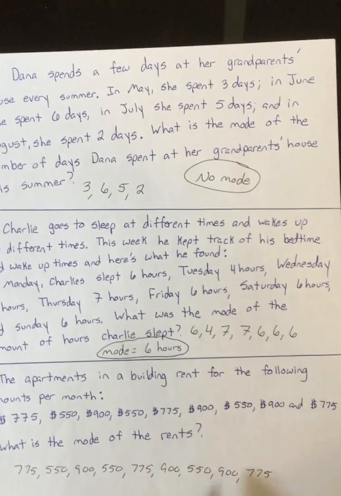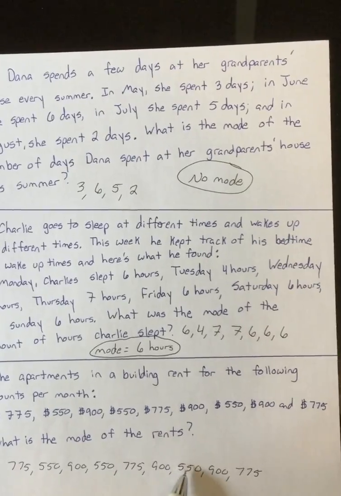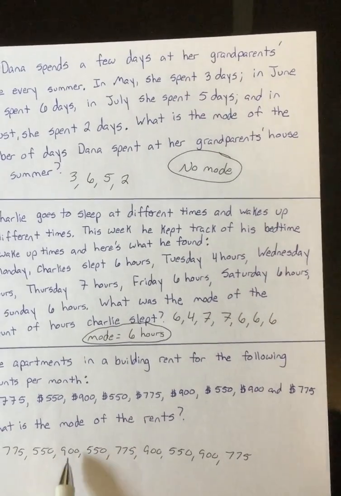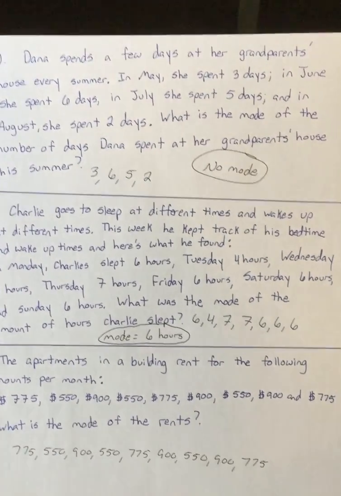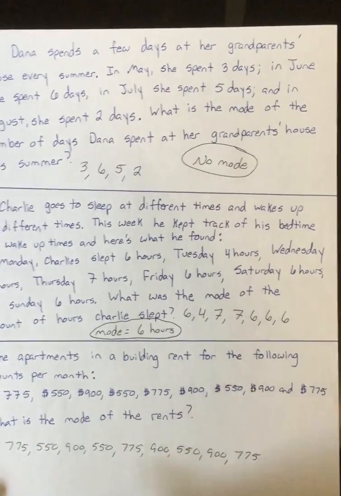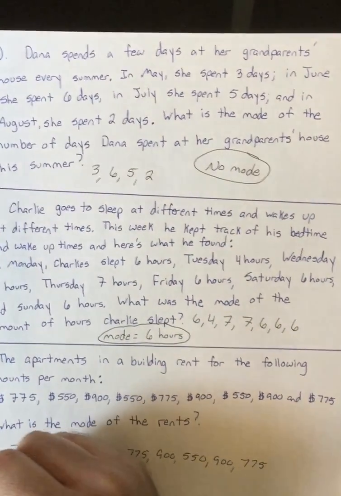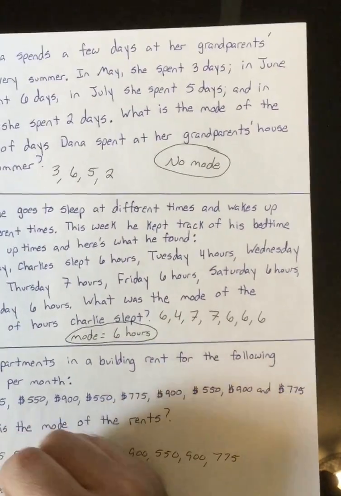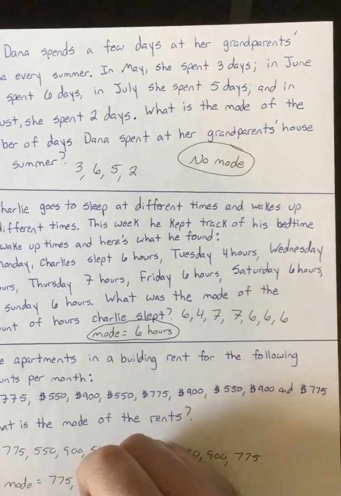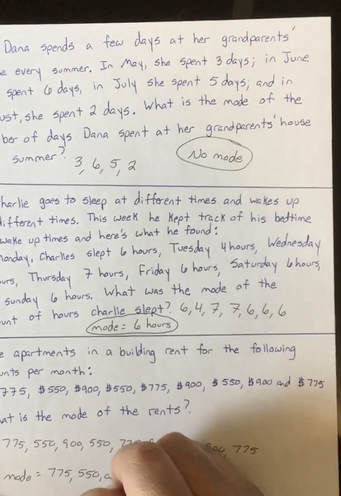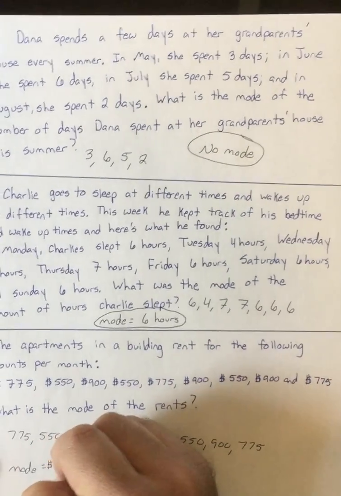All right, so let's see. We have 1, 2, 3 775s, 1, 2, 3 550s, and 1, 2, 3 900s. Well, guys, all 3 of these numbers are your mode because they all repeat the same amount of times. So your mode is 775, 550, and 900. Of course, I should probably put money signs with all these because we're dealing with money.